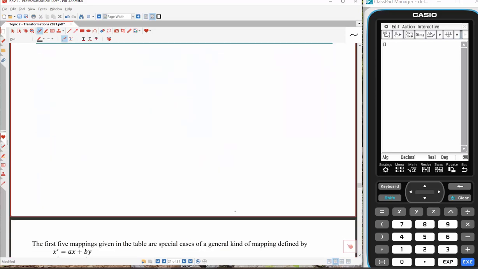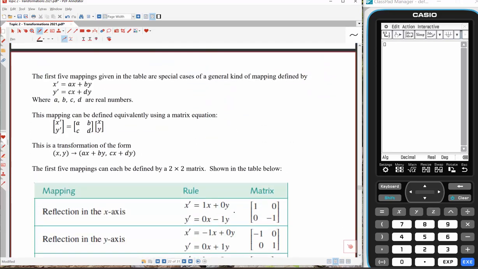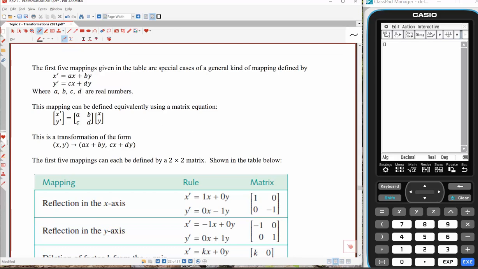All right, so let's have a look here. The first five mappings given in the table are special cases of a general kind of mapping defined by x dash equals ax plus by and y dash is equal to cx plus dy, where a, b, c, and d are real numbers. And what we can do, you'll note, is that this a can be placed in a matrix, this b can be placed in a matrix, this c into the matrix, and this d into the matrix. So it forms a 2 by 2 matrix. And you'll note that you can use this matrix.